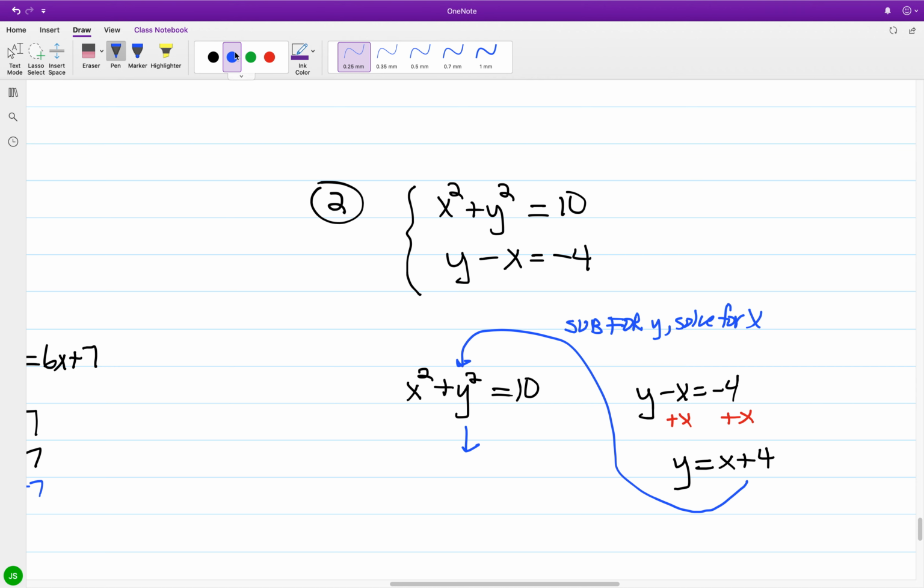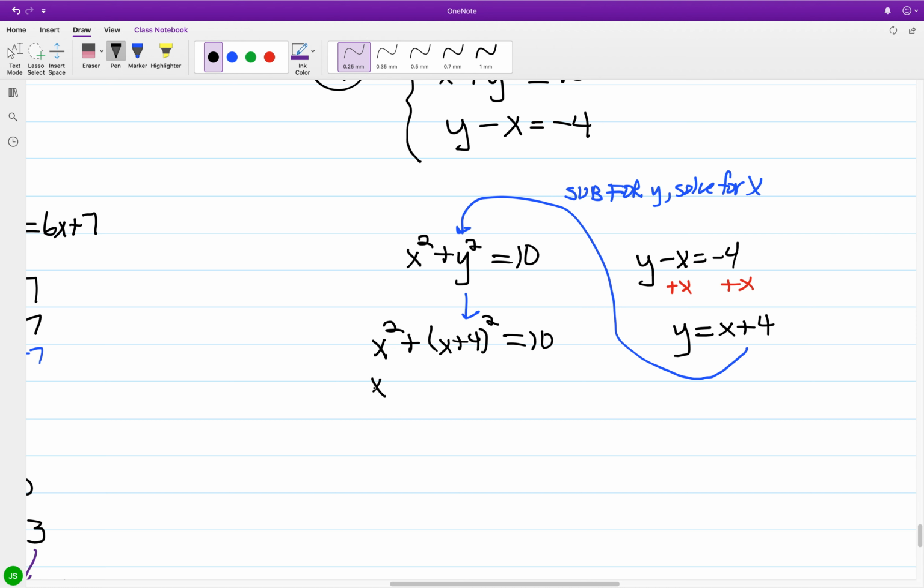So in this particular case, I have x squared plus the quantity x plus 4 squared is equal to 10. If I combine, I have x squared, and for the square of x plus 4, I have x squared plus 8x plus 16 is equal to 10. Combining the variable terms, I have 2x squared plus 8x. I'll take away 10 from both sides, so we have 2x squared plus 8x plus 6 is equal to 0.